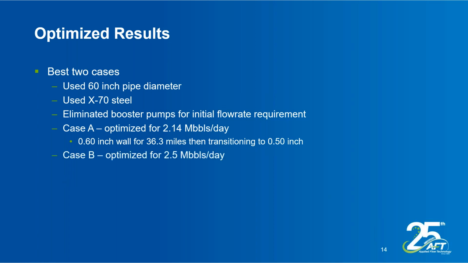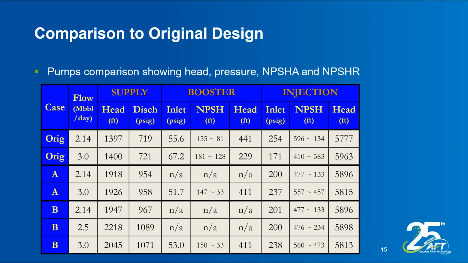Case B, this is the one where they were trying to optimize their pipeline with built-in additional flow capacity. So rather than looking at 2.14 million barrels a day, they looked at 2.5 million. So this would require a 0.68 inch wall thickness for the first 45 miles. So a little bit longer with a thicker wall thickness. And then they would transition down to 0.55 inches of wall thickness. So those are the two best cases that were optimized.